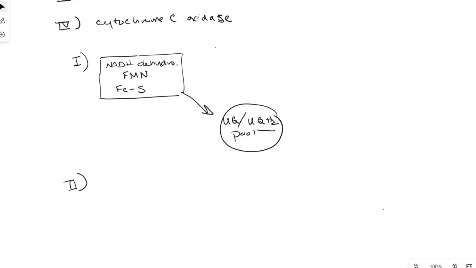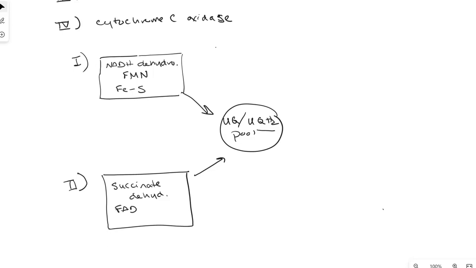Now, complex 2, which also feeds into ubiquinone, is going to have our succinate dehydrogenase, which is going to be our FAD equivalent. So complex 1, taking in NADH, succinate dehydrogenase complex 2, taking our FADH2. And this is also going to have some iron centers and some FAD binding units.